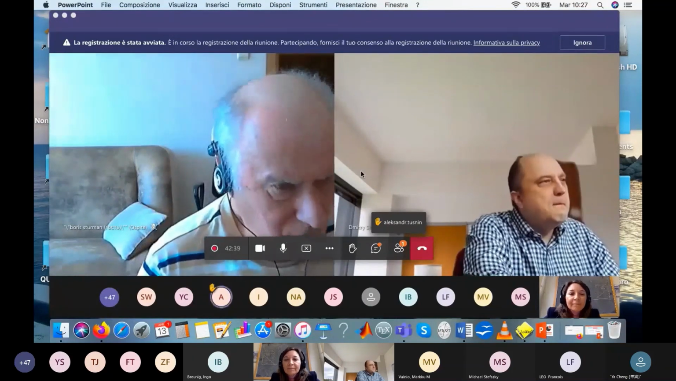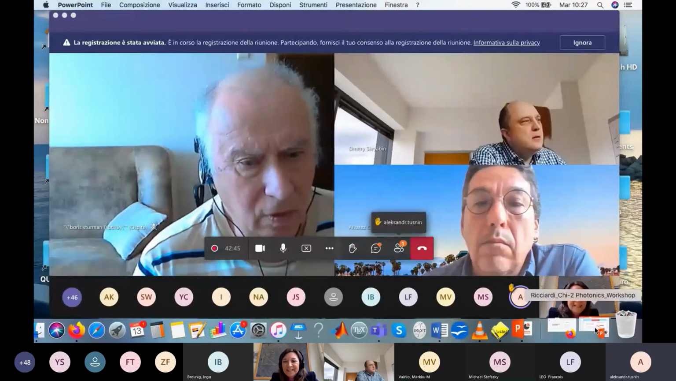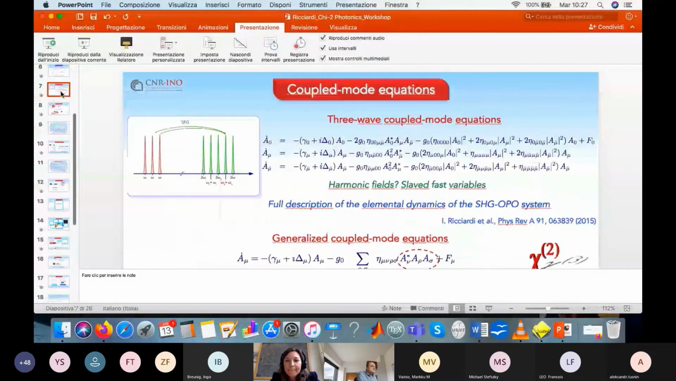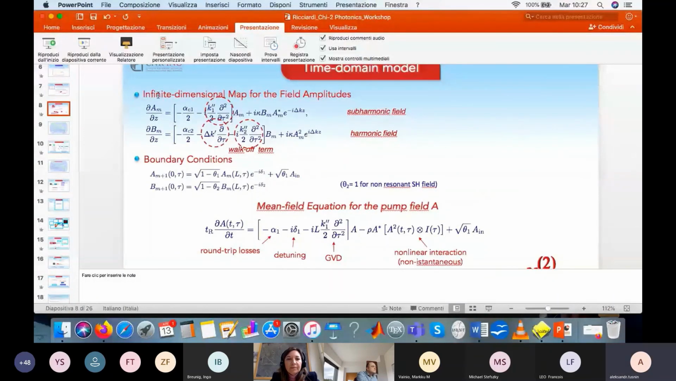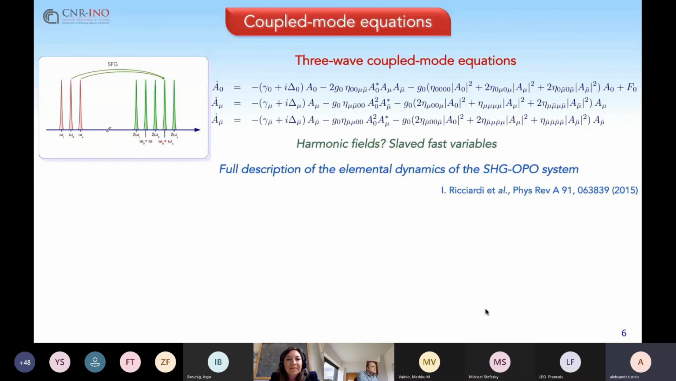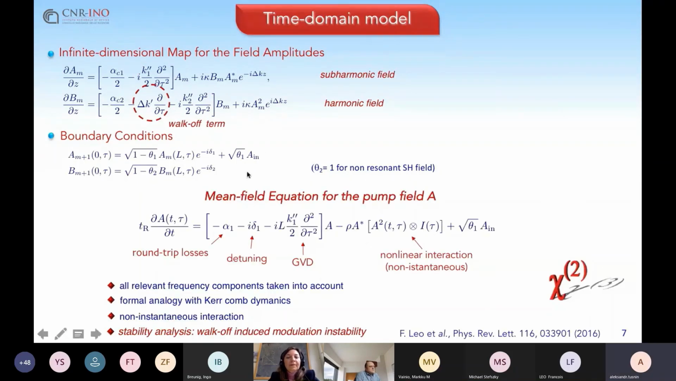Yeah, thank you very much for the presentation. I have a quick question about the theoretical model. Can you go back to slide number 7? This one? Yeah, the previous one. It's the slide where you introduce the boundary conditions. Yes, this one. Here I have a quick question about the second harmonic field B. Why theta2 equals 1? Why do you consider that at each round trip it fully decays?